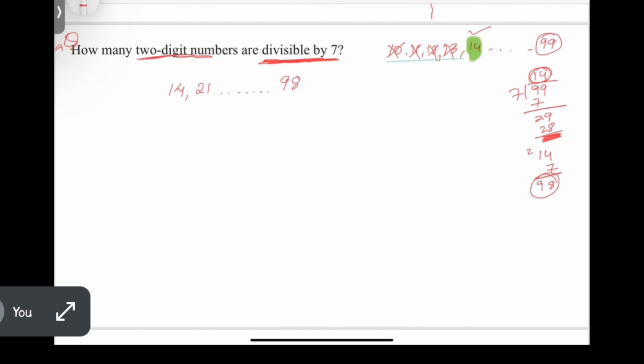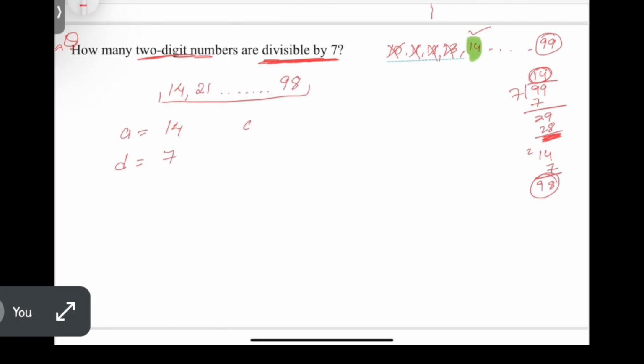So this is our AP here. Let's try to find a here. A means the first term. First term here is 14. Common difference d, I don't need to check because it's a multiple of 7. So every term there will be a plus of 7. So I'll just directly write 7 here. And what do we have?